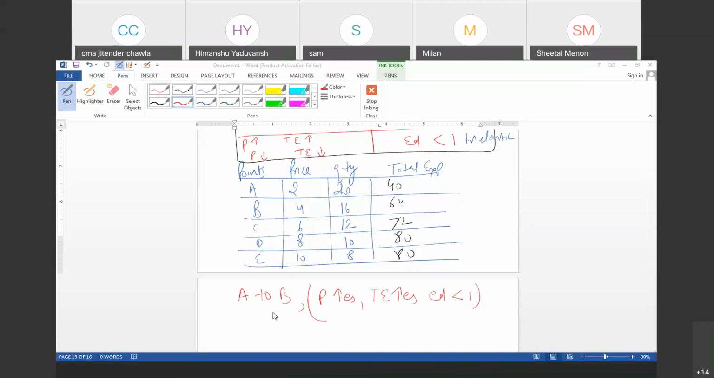Just consider D to E. What happened? Price increases, but total expenditure is the same. Price increases, total expenditure is the same. So ED is equal to what? Right?